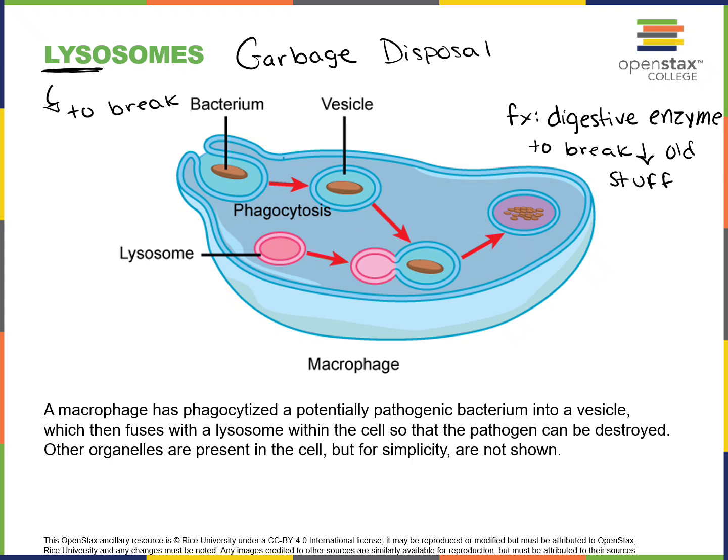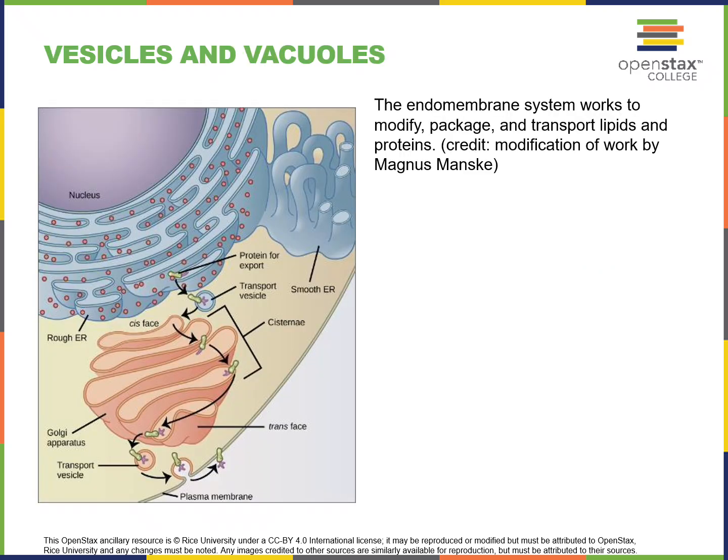via this process called phagocytosis. This root phago means to eat. We'll take in that substance via phagocytosis, start to digest it, and then pinch itself off and break it down and make it disappear. So lysosomes, your cell's garbage disposal.